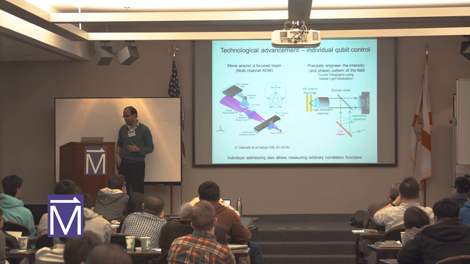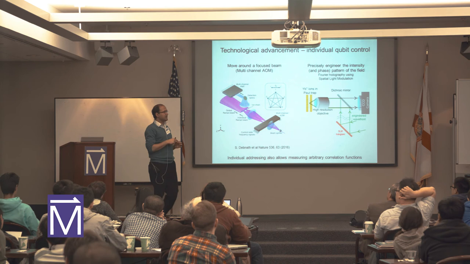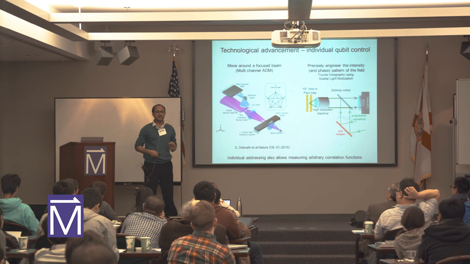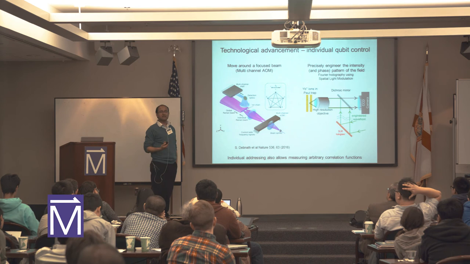Okay. So a couple of pictures. How do we engineer a system where we are shining different ions that are only a micron apart from each other very precisely with different intensity, right? So there are a couple of techniques, and this technique was used in that 5-qubit quantum computer paper from Chris Monroe's group. Essentially, it's a device called a multi-channel acousto-optic modulator.